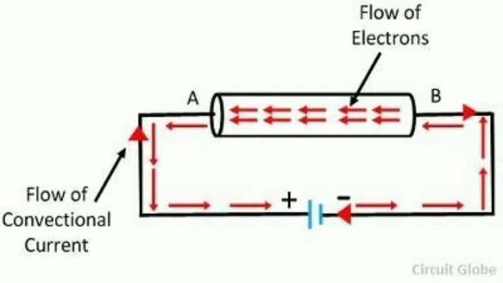Now the charge is flowing from the B end to the A end, because electrons always move from negative to positive, because electrons are negatively charged. The bigger blue line shows the positive terminal and the smaller blue line shows the negative terminal. So electrons flow from the negative terminal to the positive, whereas the flow of current is just opposite to the flow of electrons.